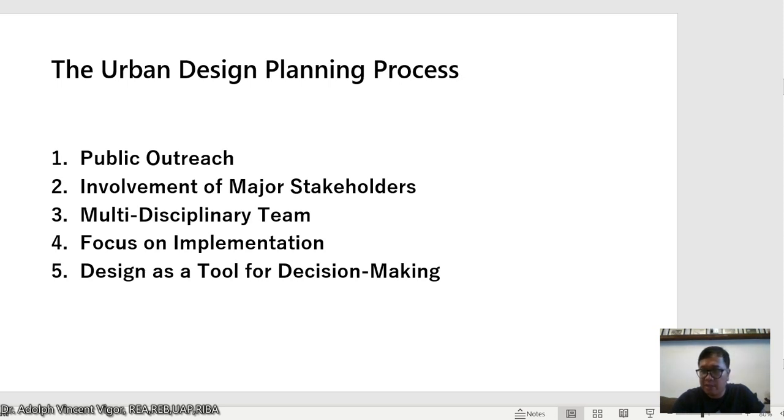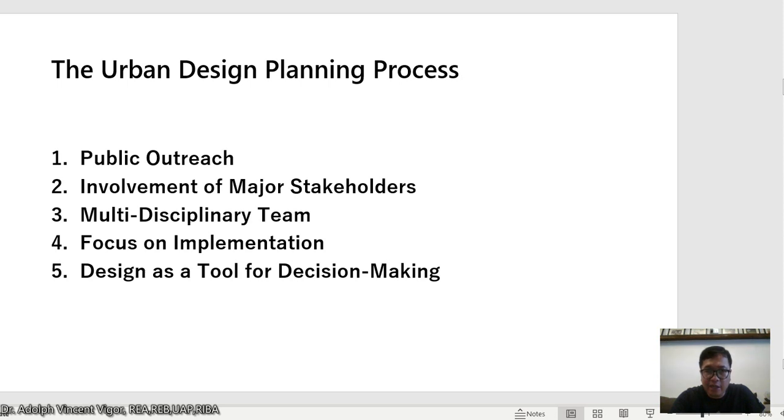When you talk about a multidisciplinary team, it means that it's not going to involve just architects, but also environmental planners, other engineers, experts in finance, experts in real estate, and others. Then the focus on implementation. Of course, you need a focus on implementation because without implementation, your design would just remain a piece of paper.